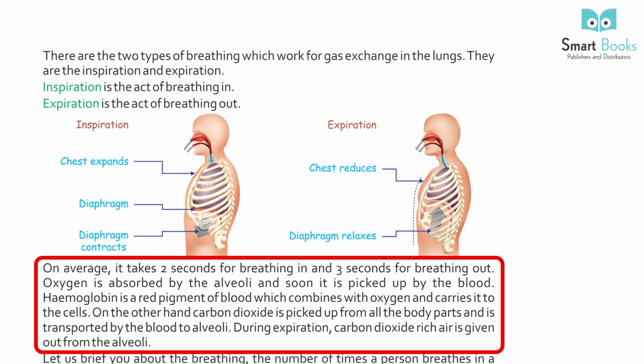Oxygen is absorbed by the alveoli and soon it is picked up by the blood. Hemoglobin is a red pigment of blood which combines with oxygen and carries it into the cells. On the other hand, carbon dioxide is picked up from all the body parts and is transported by the blood to the alveoli. During expiration, carbon dioxide-rich air is given out from the alveoli.